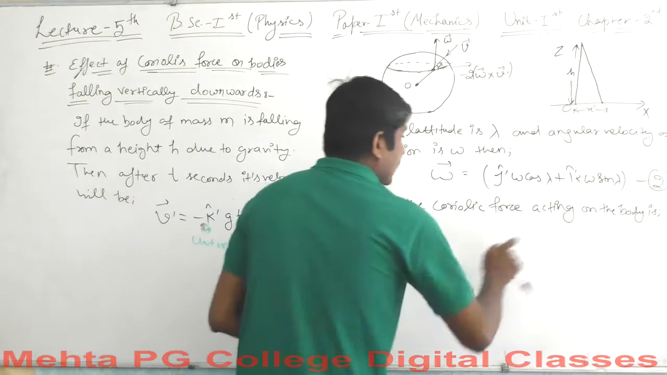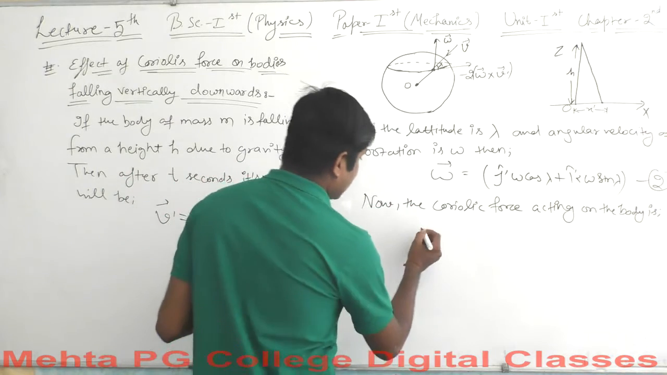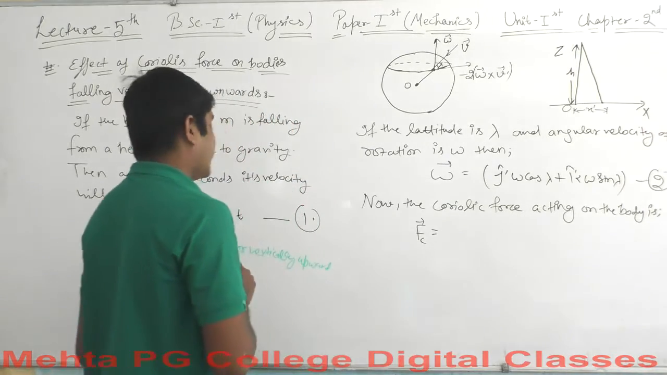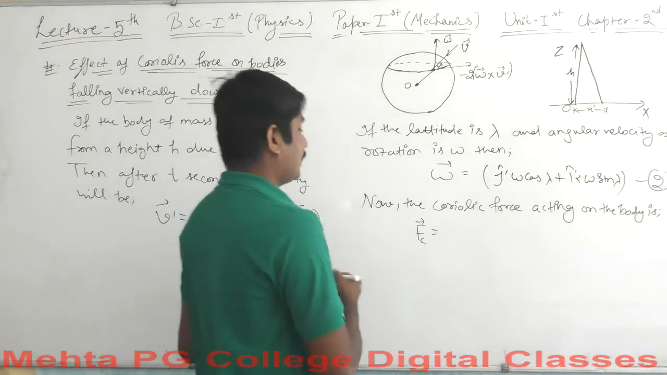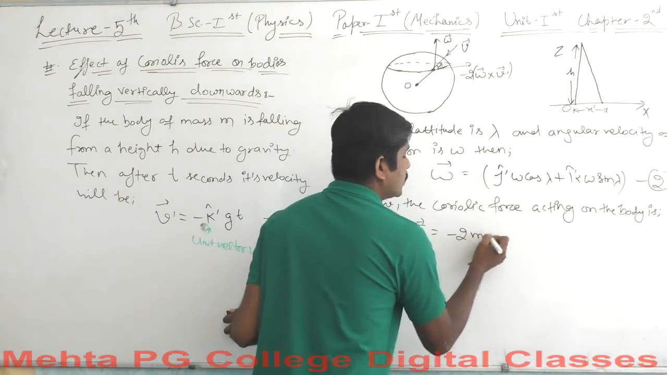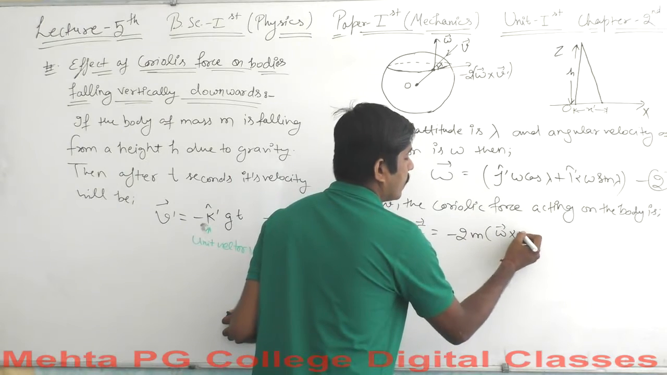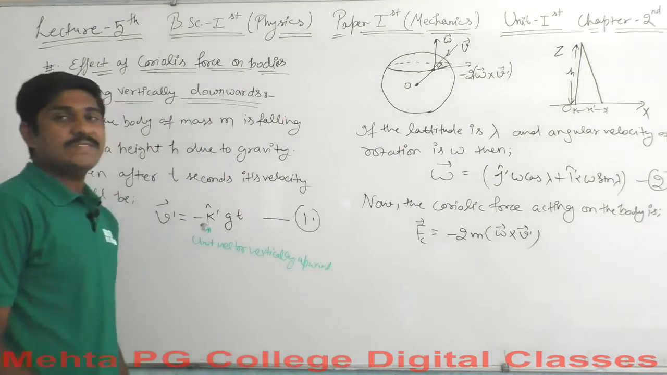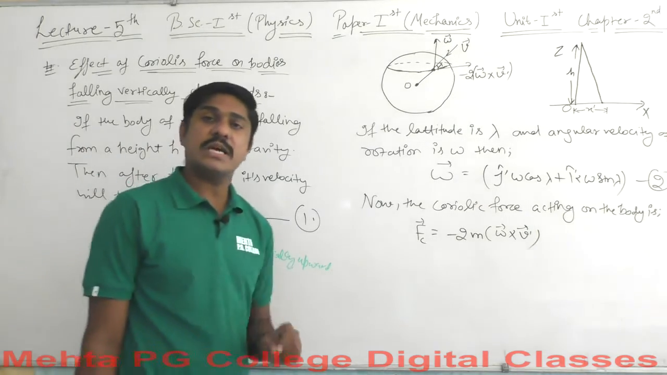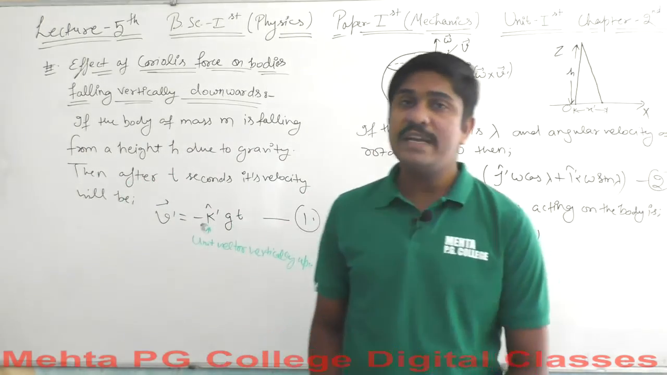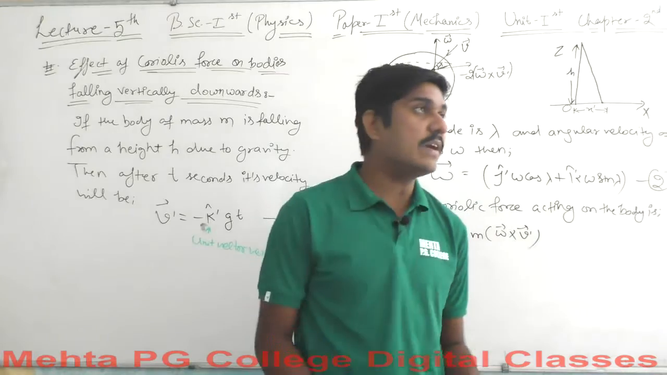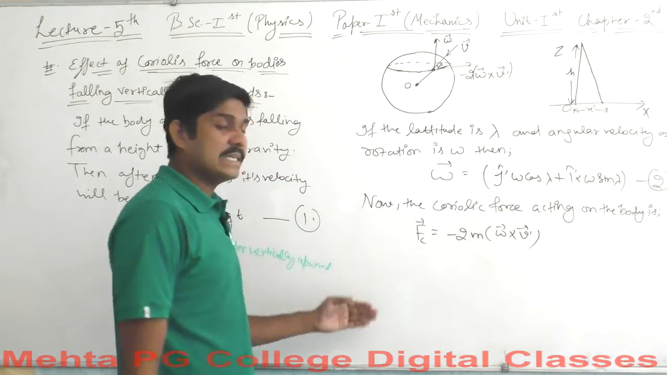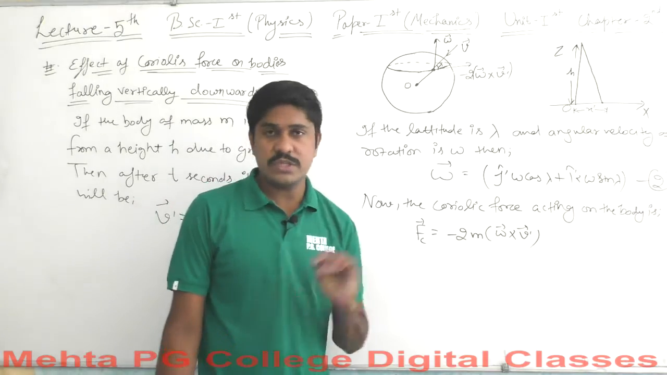So the Coriolis force acting on the body, let's say this is Fc, will be given as Fc equals minus 2m omega cross v dash. What is v dash here? V dash is the velocity associated with the particle. It has no other meaning; the meaning for v dash is the velocity associated with the particle only.